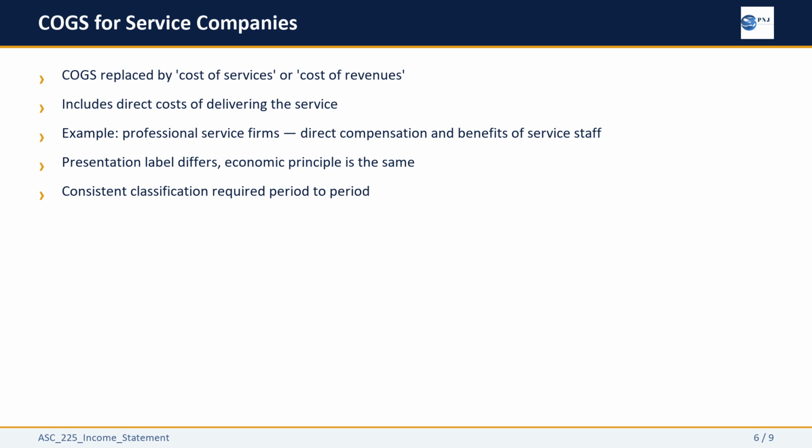Not every company sells physical goods, so what does cost of goods sold look like for a service business? The label changes. You will see cost of services or cost of revenues, but the principle is identical. These are the direct costs of delivering the service to the customer. For a professional services firm, that means the direct compensation and benefits of the people doing the actual work. What it does not include is the overhead of running the firm, rent, IT systems, executive salaries. Those belong in operating expenses. Getting that line right is critical because it determines the gross margin that analysts use to benchmark the business.